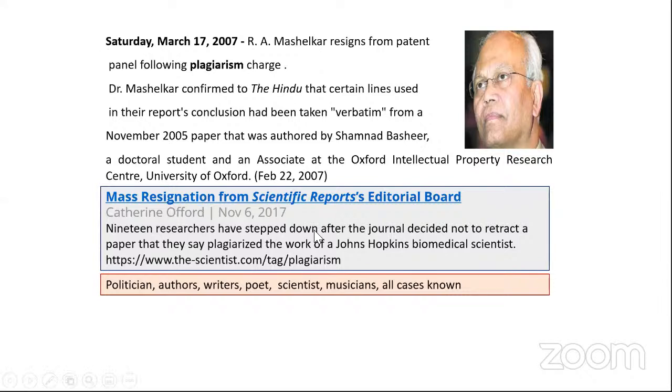19 researchers actually stepped down after the journal, Scientific Reports, decided not to retract a paper that was plagiarized. The plagiarism was of work carried out by a Johns Hopkins medical scientist. Generally in plagiarism cases, they retract the paper. But because it was not retracted by Scientific Reports, 19 researchers stepped down from the editorial board. This was a very huge action taken by the researchers themselves, because the journal did not agree to retract a paper.